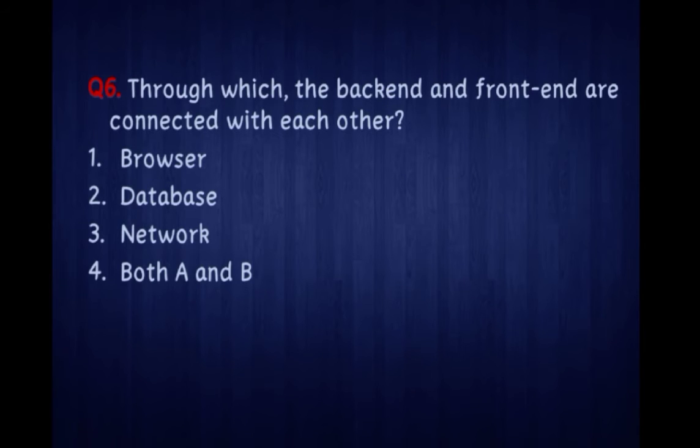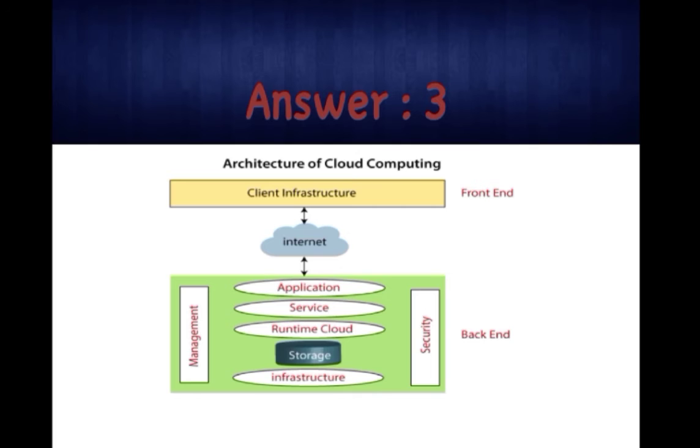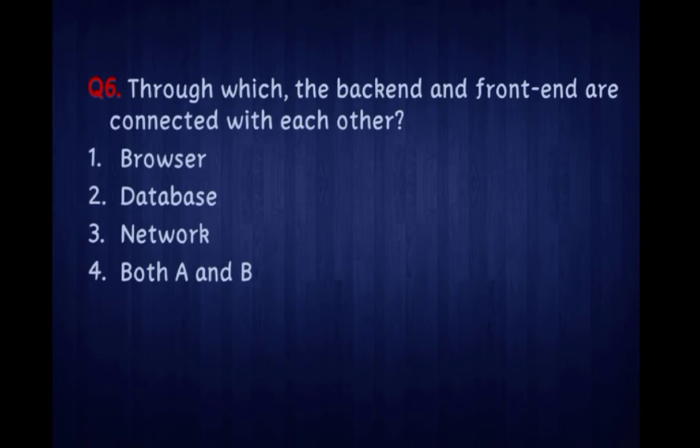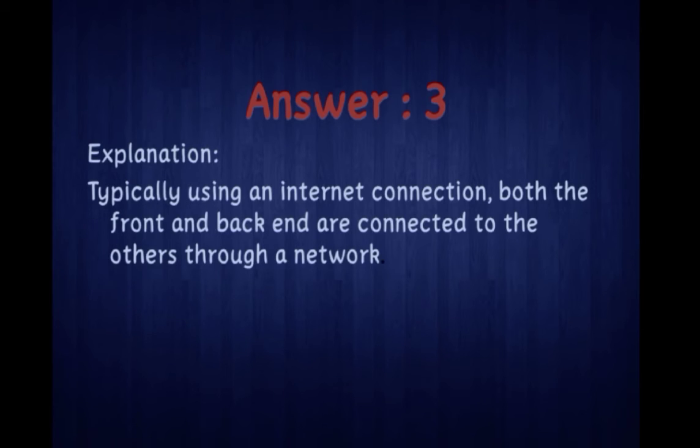Next question is, through which the backend and front end are connected with each other. Backend and front end are connected with each other with the help of internet, right? So here the option is network. So the right option is option number 3. Typically using an internet connection, both the front end and back end are connected to each other through a network.